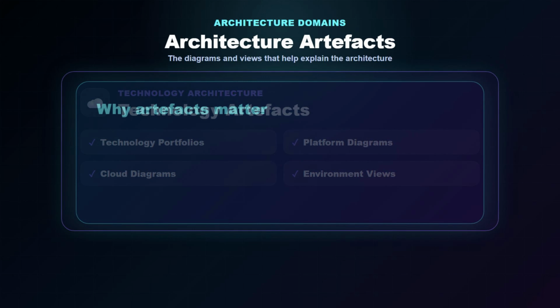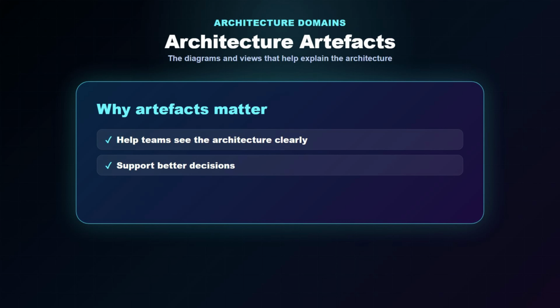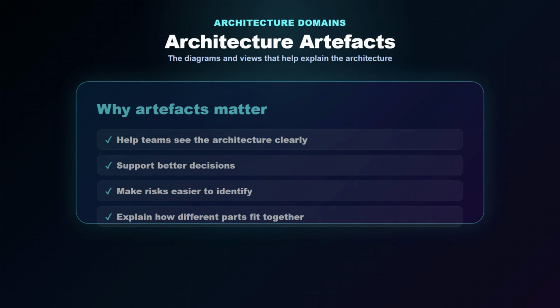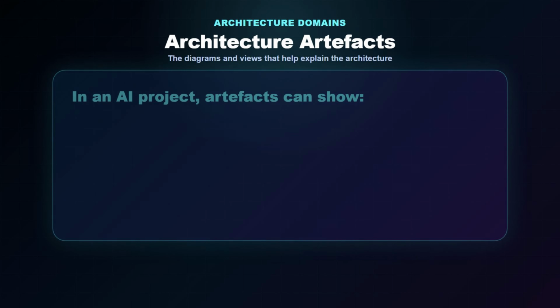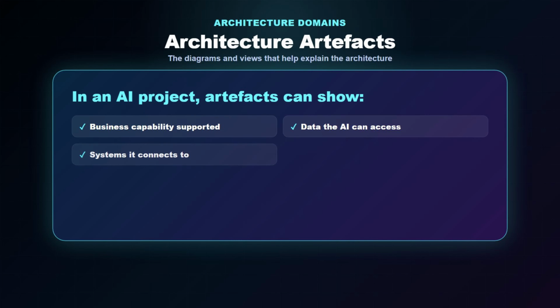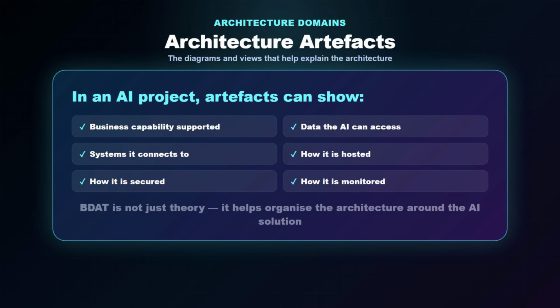These artifacts help teams see the architecture clearly. They support better decisions, make risk easier to identify, and help explain how the different parts of the enterprise fit together. In an AI project, these artifacts can show what business capability the solution supports, what data it accesses, which system it connects to, and how it is hosted, secured, and monitored. So BDAT is not just theory, it gives us a practical way to organize the architecture around an AI solution.